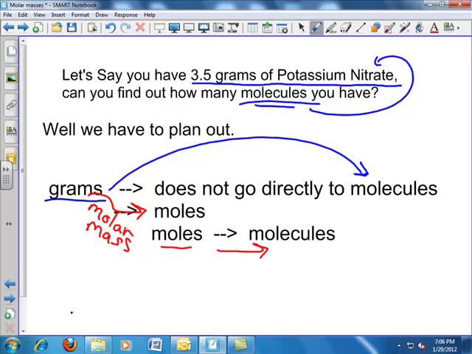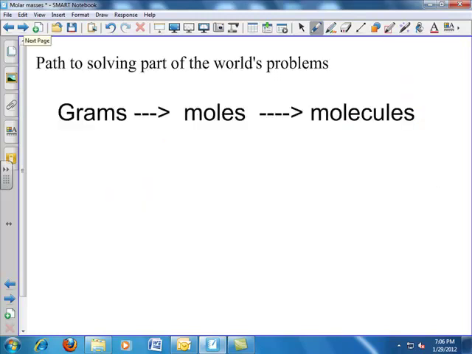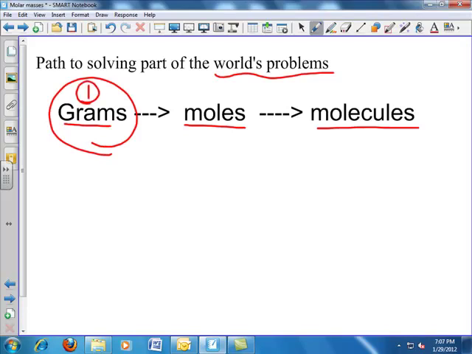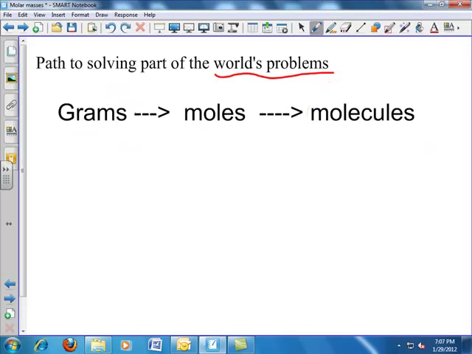So we have to make a plan, and we're going to start solving the world's problems, I like to say. And the world's problems is we got to have a plan. My plan is to go from grams to moles to molecules. Before you start doing problems, you want to figure out what am I starting with and where do I want to be. You need to stop and start thinking about how you're going to get there and do all those things.